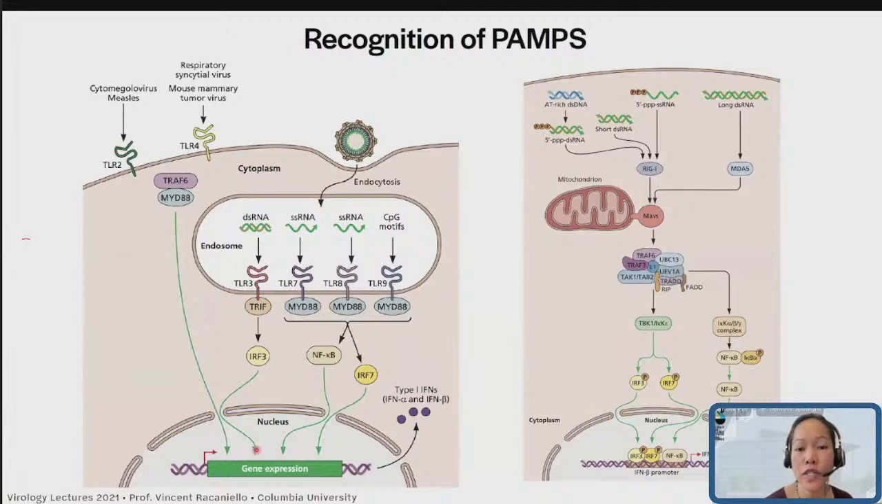Yung pattern recognition receptors, dahil meron tayo nun, of course, yung partner nun ay yung mga PAMPs. So, yung mga PAMPs naman, yung mga signatures sa peptides na meron ng mga pathogens na na-identify sa bawat receptor. So, for example, sa cytomegalovirus na tinatarget niya ay TLR2 receptor, sa respiratory syncytial virus, TLR4. For other viruses na endocytosed cells, iba-ibang viruses, posibleng double-stranded RNA viruses, single-stranded RNA, and those others with CpG motif.